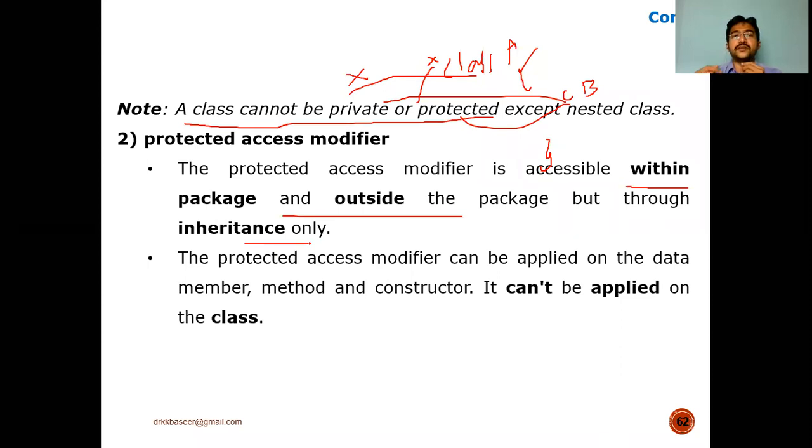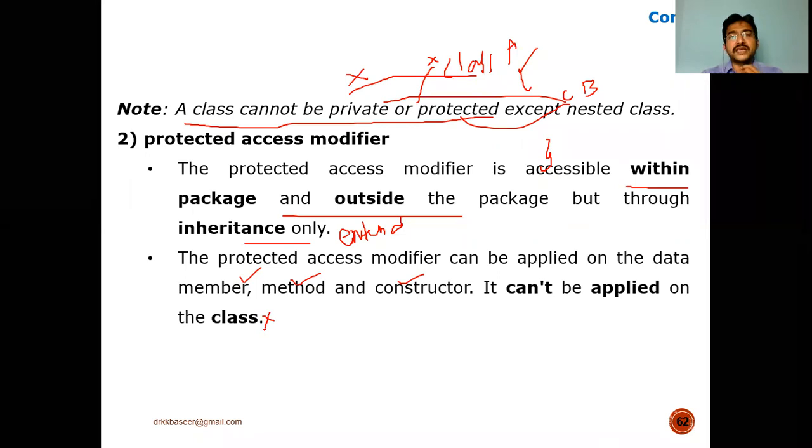Inheritance is acquiring the properties of the parent class by the child class. So when parent properties are acquired by the child class, that concept is called inheritance. This inheritance concept can be done with the help of the extends keyword. The protected access modifier can be applied on data members, methods, and constructors, but not on classes. It can't be applied on the classes.